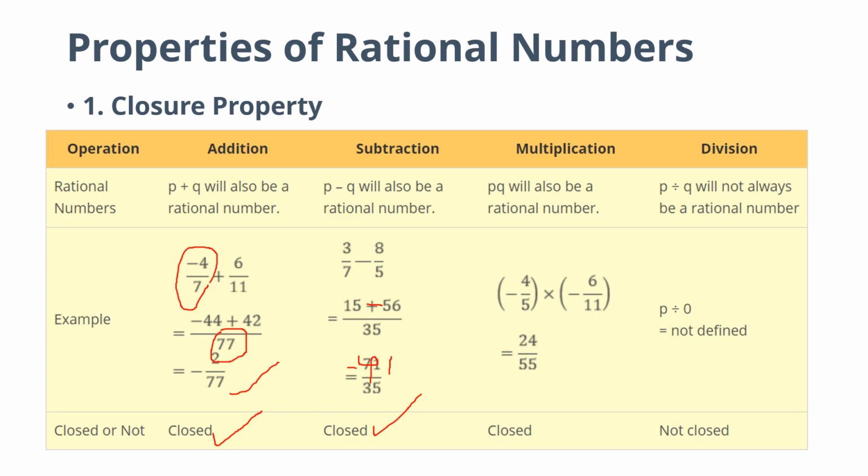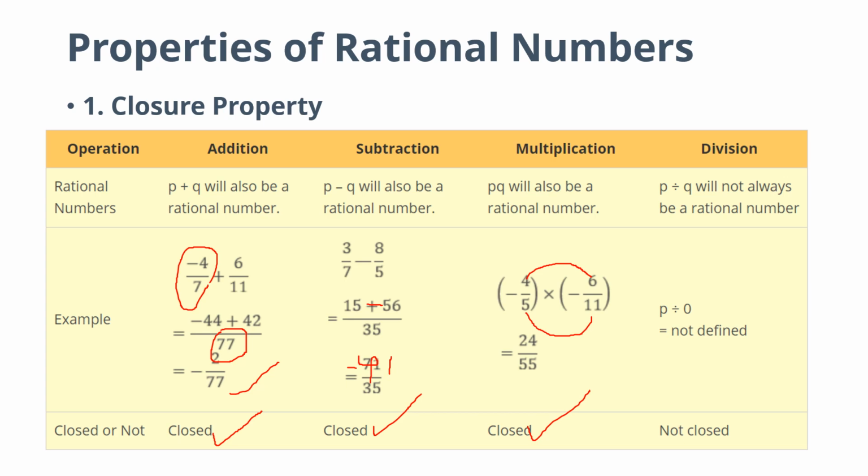Now take an example for multiplication. When you multiply two rational numbers, again you get a rational number only. How do you multiply? You multiply numerator by numerator, denominator by denominator. So you get 6 fours are 24 and 11 fives are 55. So this is also closed under multiplication.